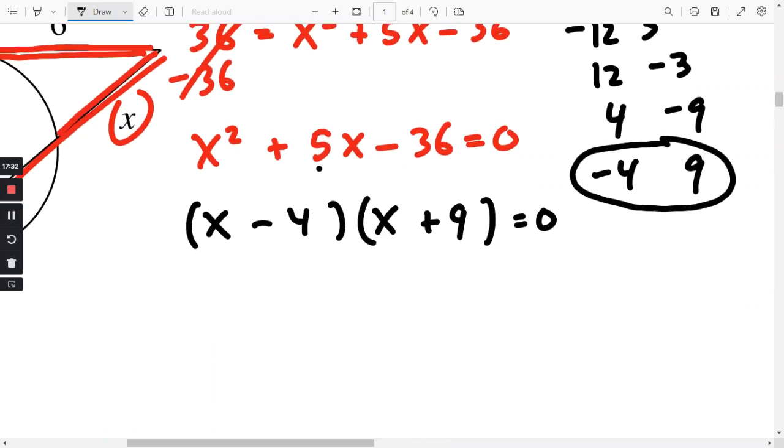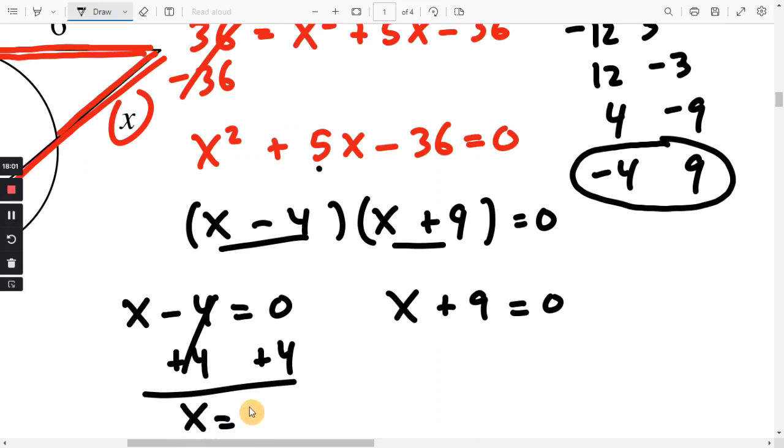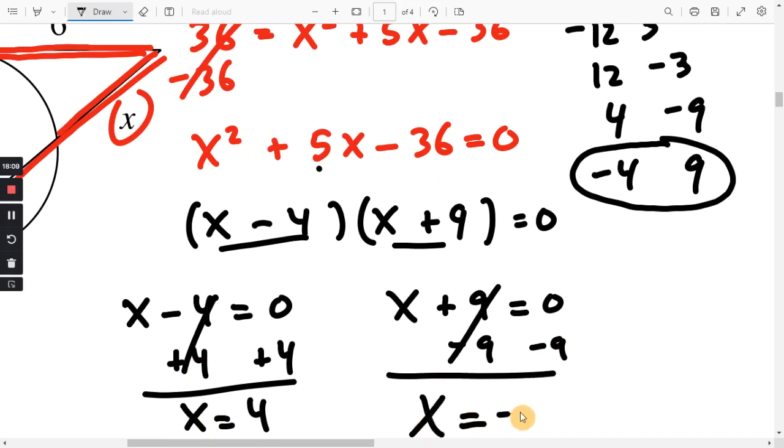Anyhow, anything times 0 equals 0. So these are multiplied by each other. So this can equal 0 or that can equal 0. All right, so doing them separately, x minus 4 equals 0 and x plus 9 equals 0. Okay, solving for x, you can do this in your head really, but if you do plus 4 on both sides, the 4's cancel and x equals 4. If you do minus 9 on both sides, the 9's cancel and x equals negative 9.